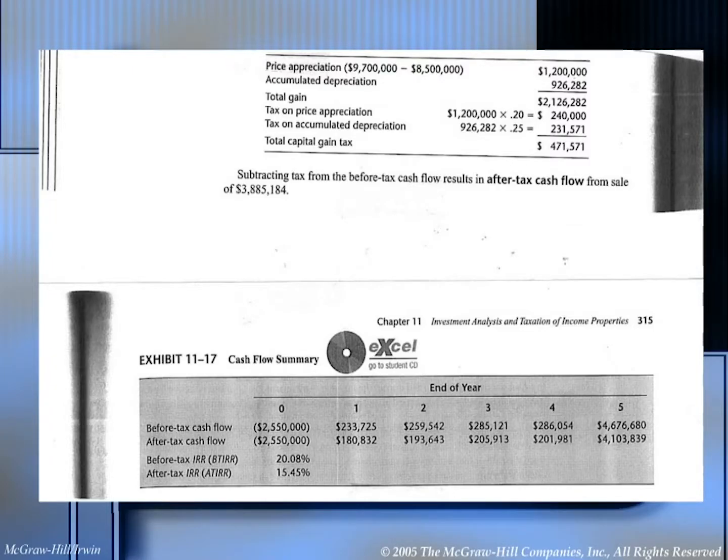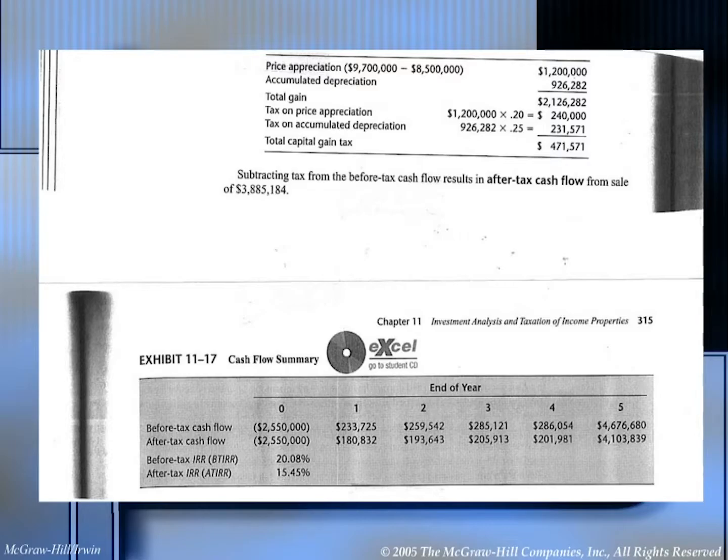Next, we need to figure out the total capital gain. So we're assuming that we sold this property. The price appreciation for the property was, we bought it at $8.5 million, and we're selling it at $9.7 million. So it appreciated $1.2 million. And the accumulated depreciation, that was the annual depreciation times 5 in this case, because it's a 5-year holding period, is $926,282. So if we add those together, we get the total gain of $2,126,282.